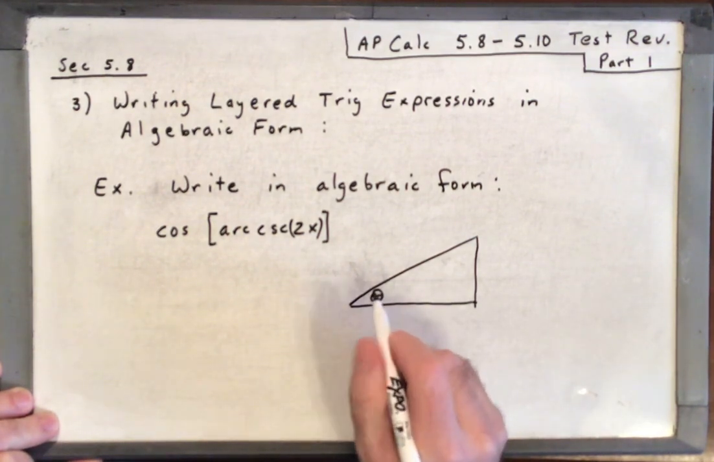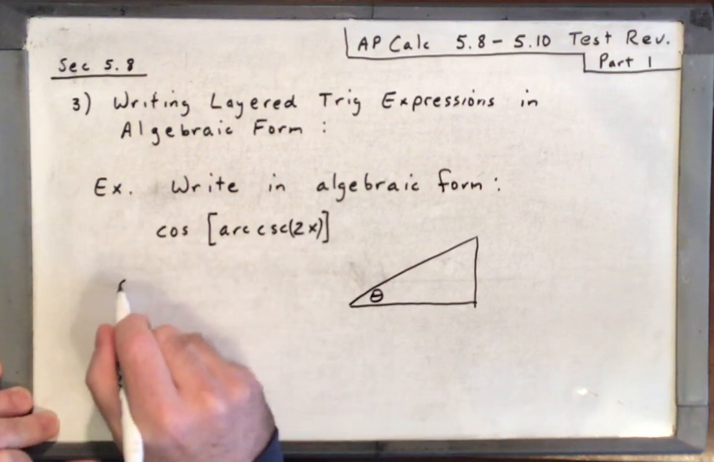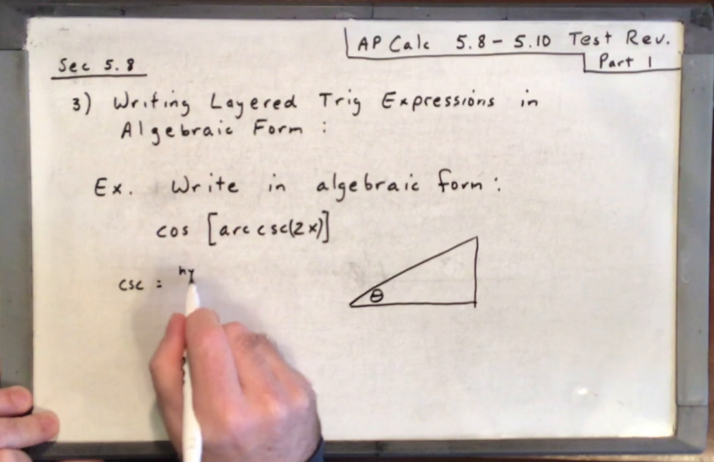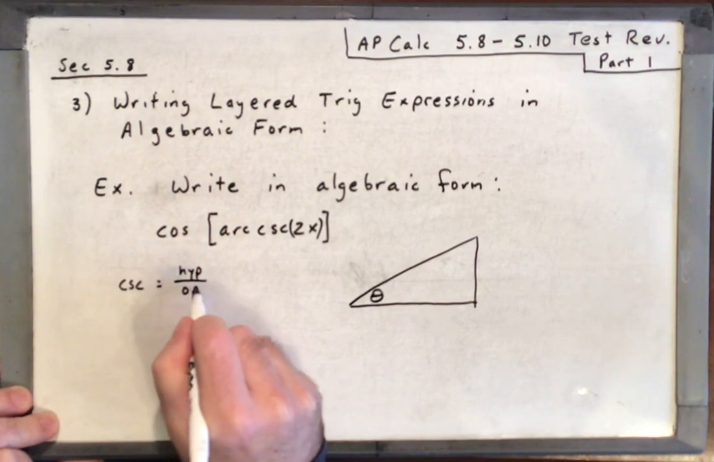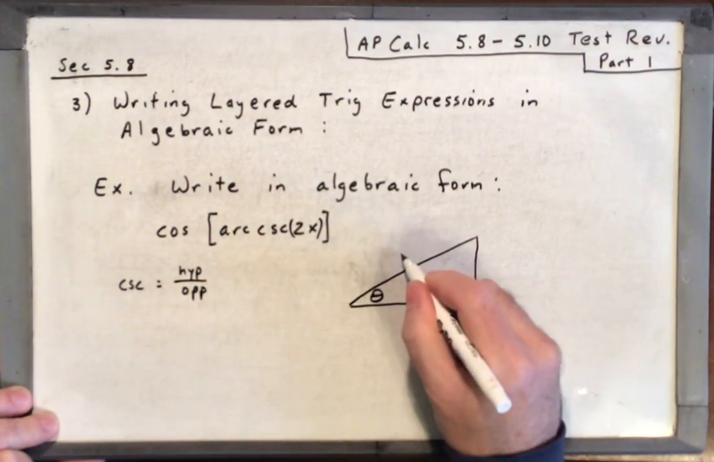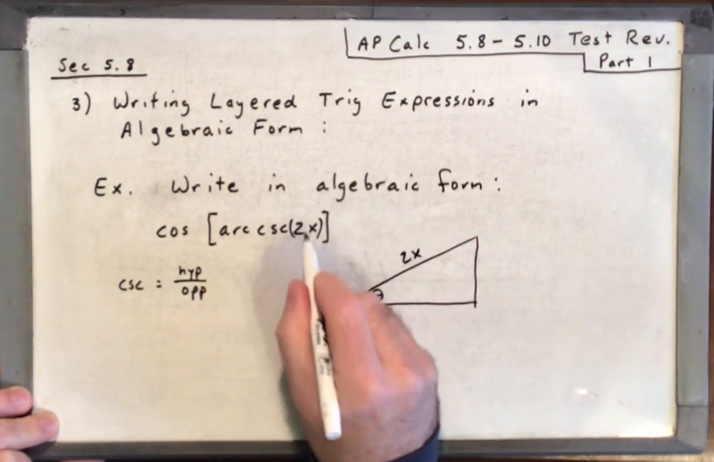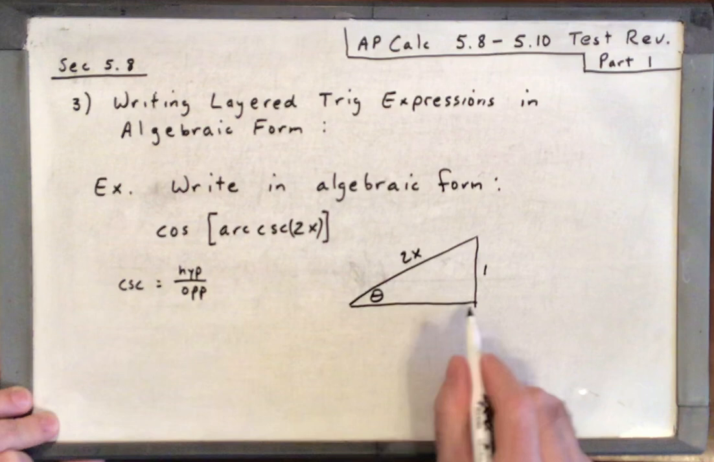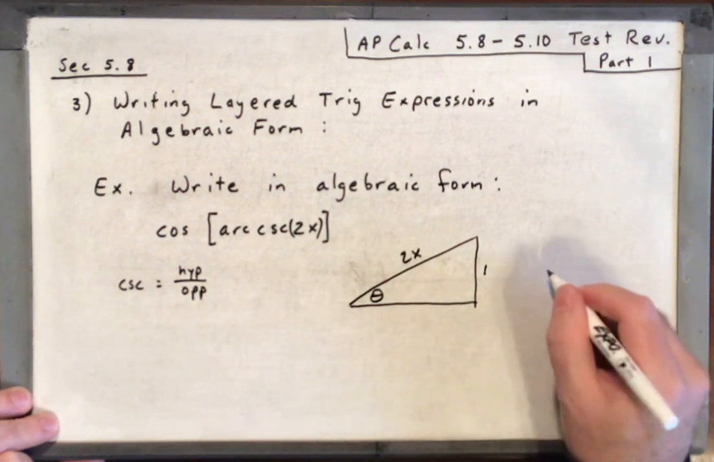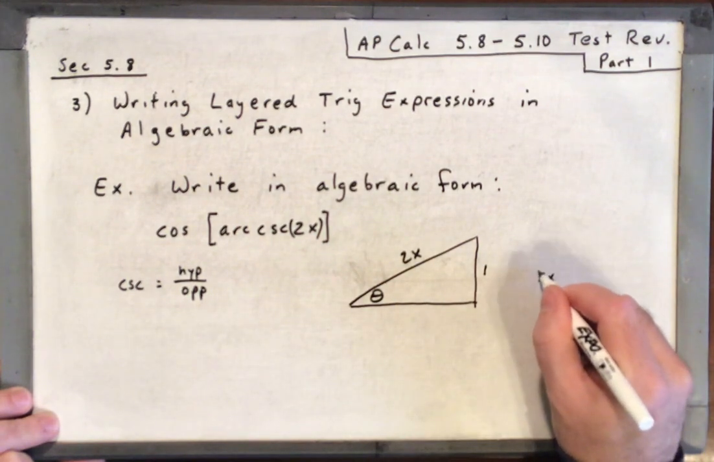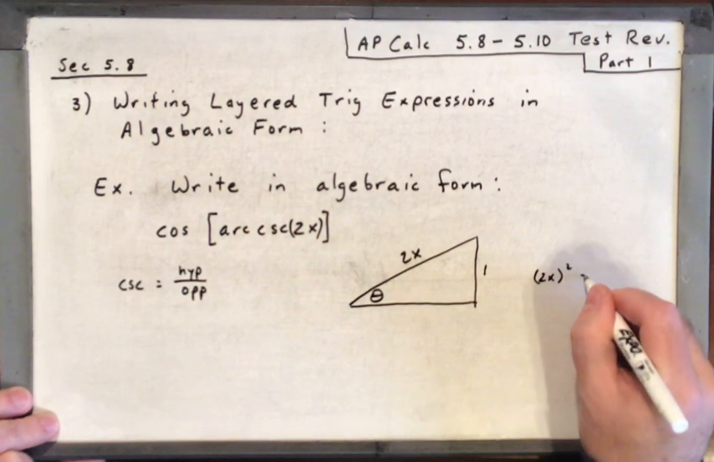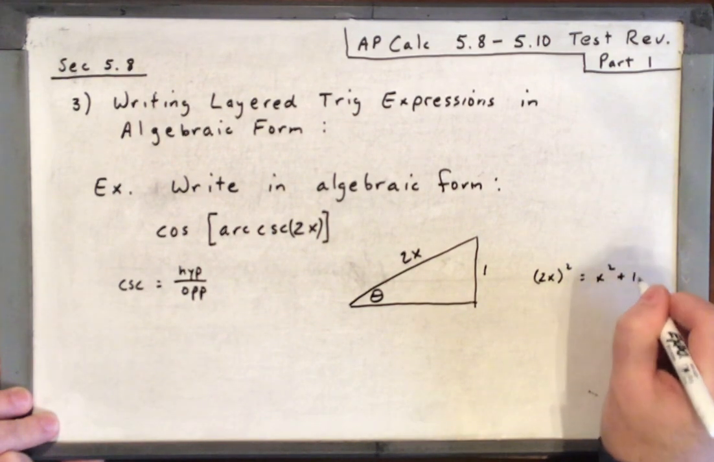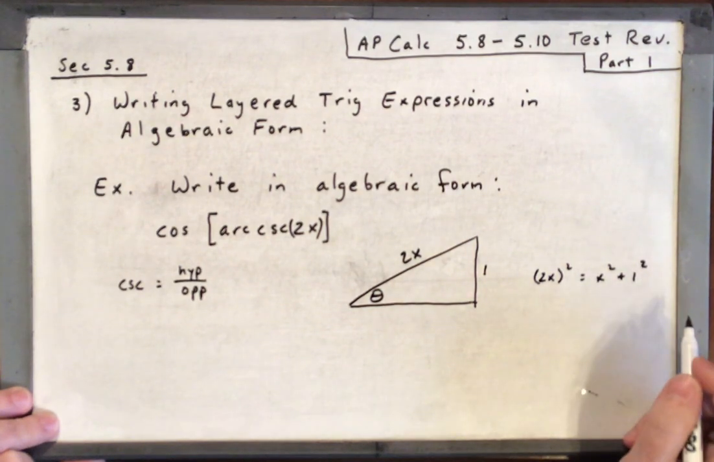All right, cosecant is equal to hypotenuse over opposite. So the hypotenuse would be 2x. This is like 2x over 1, and the opposite would be 1. Cosine involves the adjacent, so I'm going to have to use the Pythagorean theorem. So that would be 2x all squared is equal to x squared plus 1 squared.